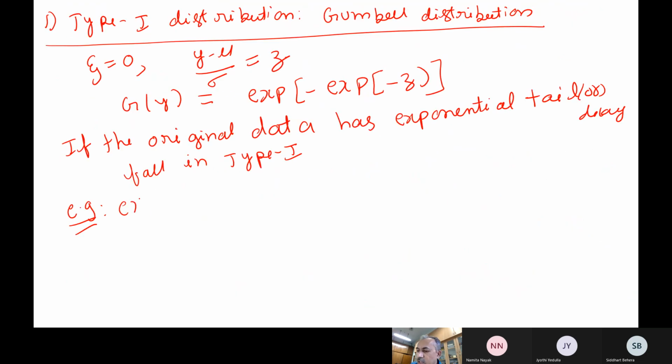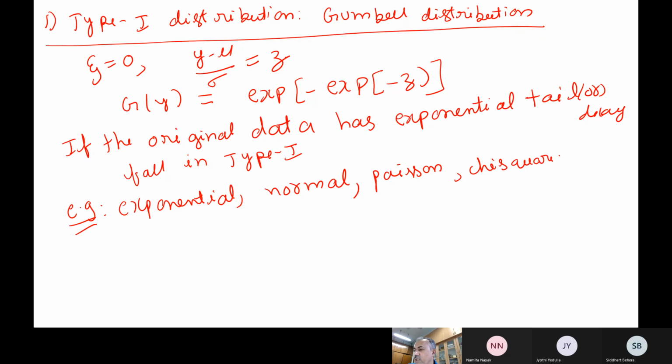So the exponential random variables, normal random variables, which have e to the power of minus something. The Poisson random variable, you remember that e to the power of minus lambda t something was there, and chi square. Whatever distributions come from this type of thing, all of them come under this type 1 distribution, which is what we call the Gumbel distribution.